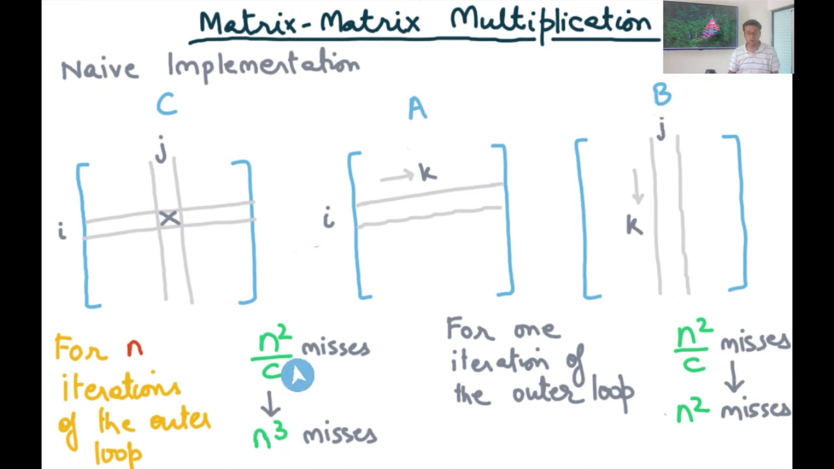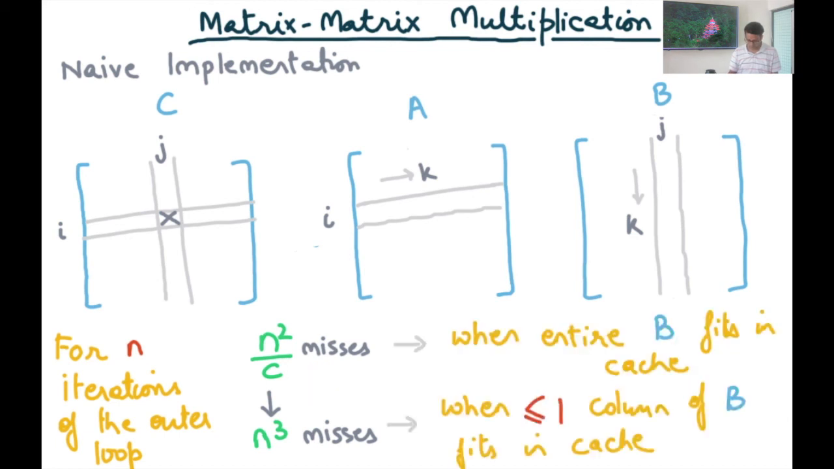However, in the best case now, I still have n square by c. The reason I get n square by c and not n cube by c is because the best case is when the entire b fits in the cache, and if the entire b fits in the cache, then I just need to bring b once into the cache for one inner loop iteration. That's going to take n square by c cache misses, because the size of b is n square, and in one cache miss I get c elements in one go.